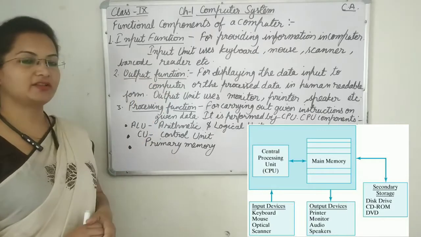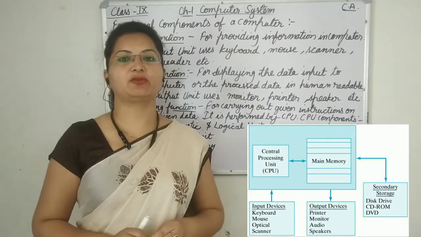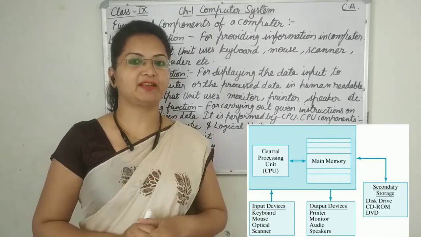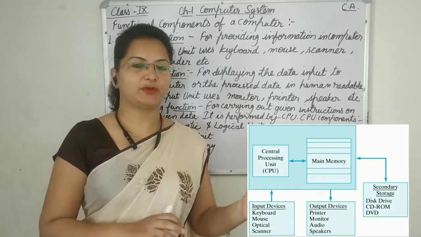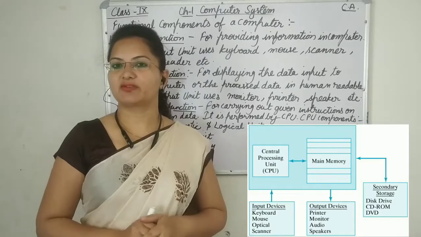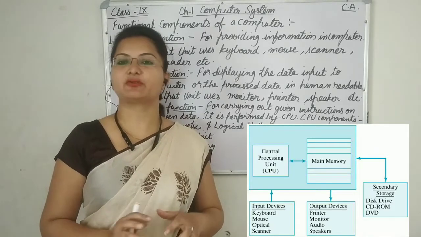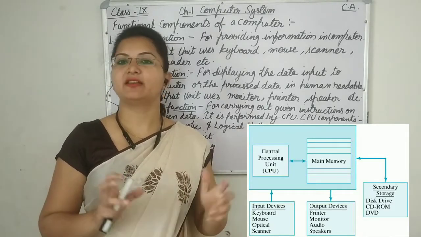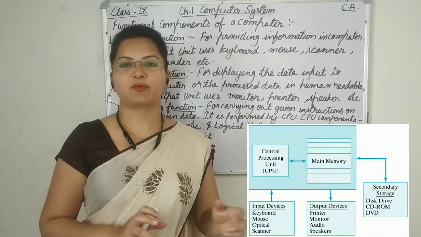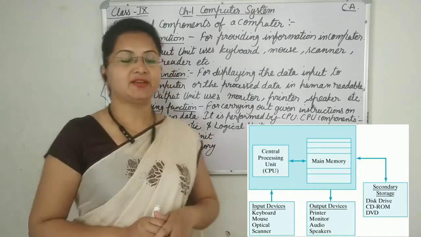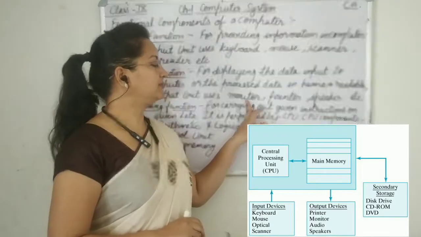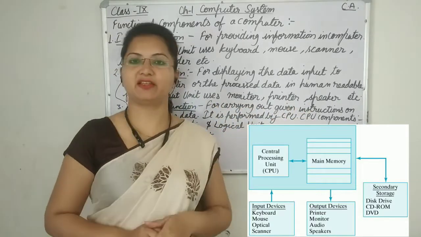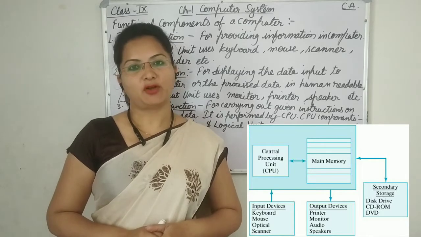Now the output function. The output function will display either the input or the output on the screen. Input means the data we input inside the computer using mouse or keyboard, or we will be able to see the final output, that means the processed data which is processed by the CPU. So here the output unit will work, output units like monitor, printer, speaker, plotter, etc.